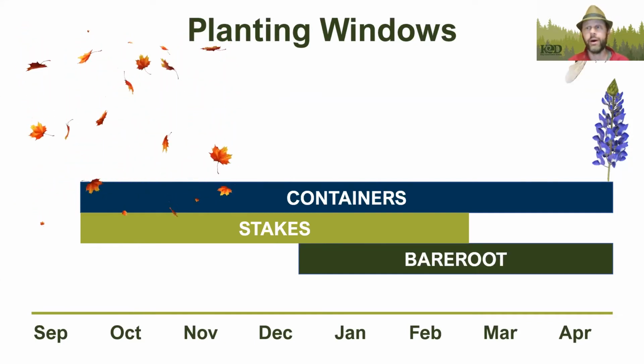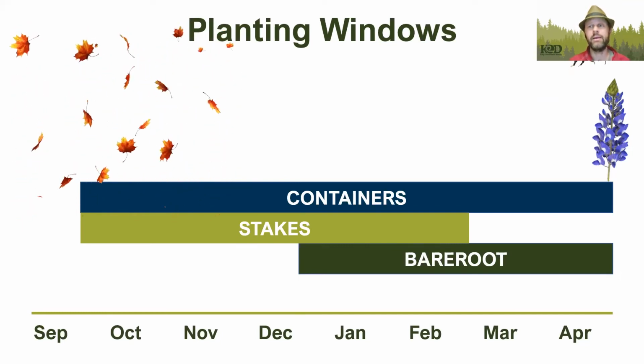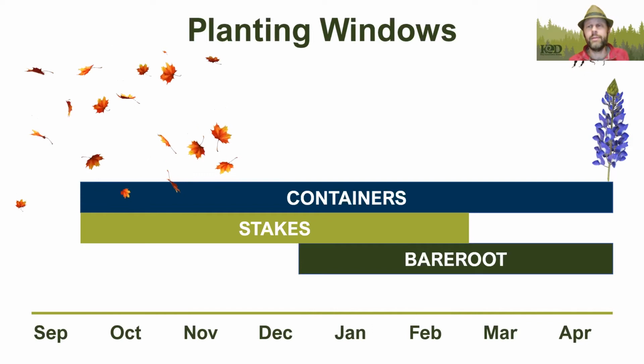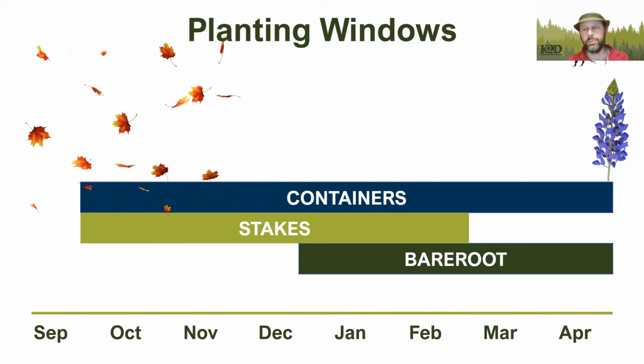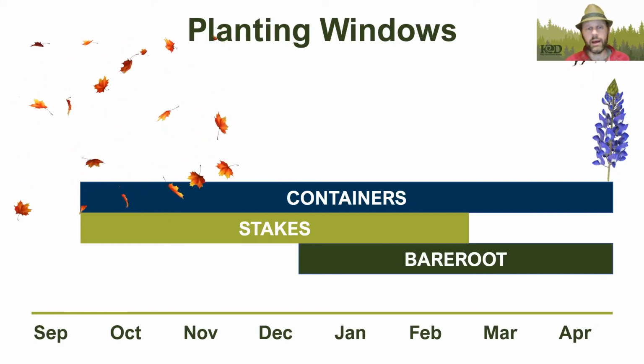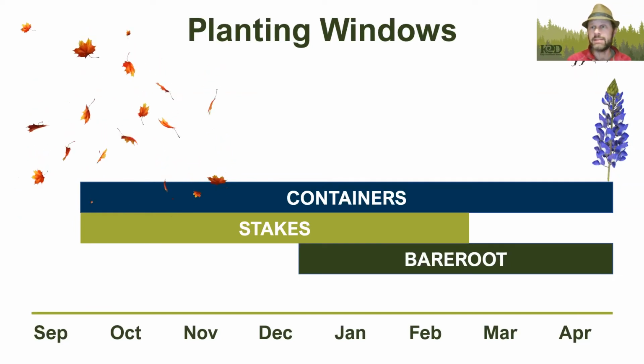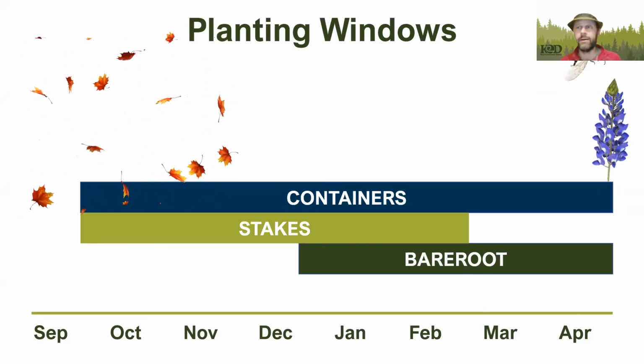They're going to put root growth on all through this winter underground so that they're better able to support their leaves when they bud out in the springtime. So typically say early October through the end of April. Obviously though, like I said, the fall is a little bit better than the spring.